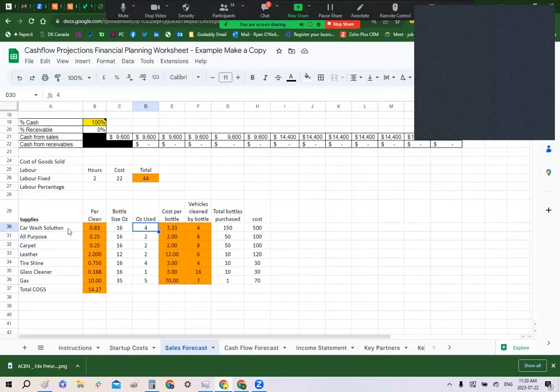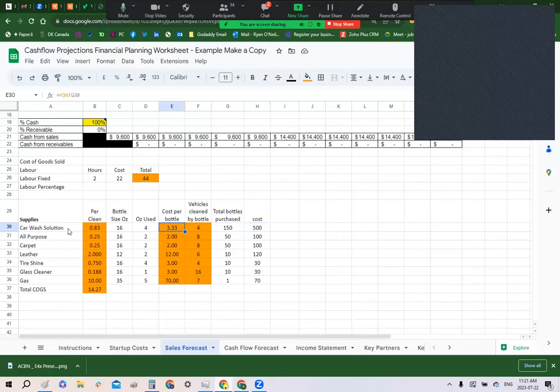So in order to calculate it, we need to know how big is the bottle, and then how much of the bottle is used for every car that we clean. So if you're washing wigs, how big is the bottle? How much do you use? That gives you the cost per use. So that's where you put it here. And you also want to put in how many bottles you bought and what the cost of the bottle is. That way it all calculates how much you used.